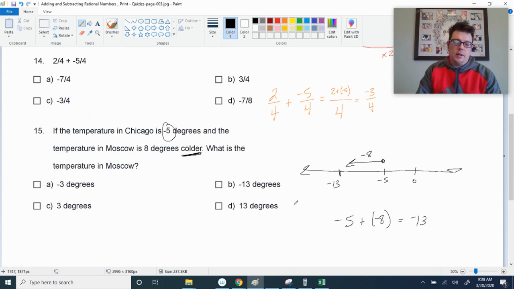I mean, none of the other answers even make sense, right? If it's colder, it has to be more left on the number line. And none of these other numbers are more left. Only B is. So that's why we picked that one.